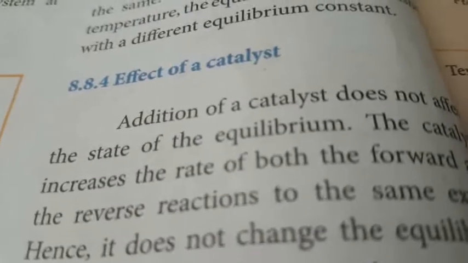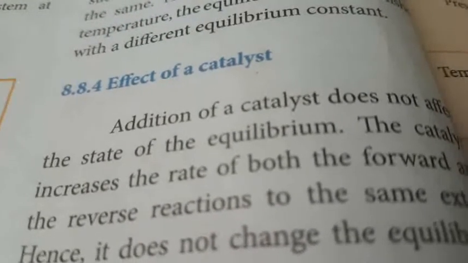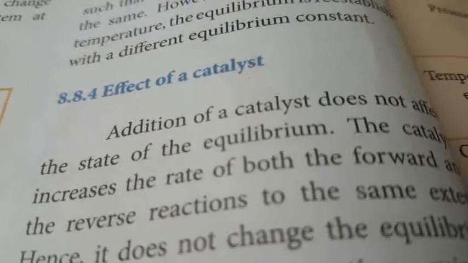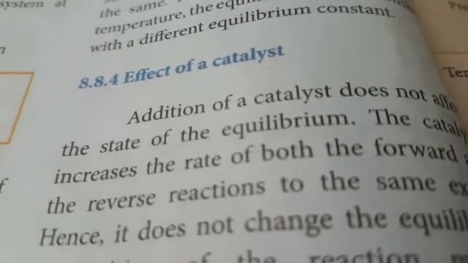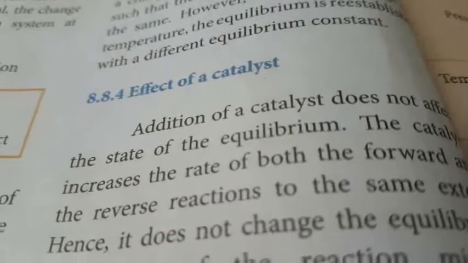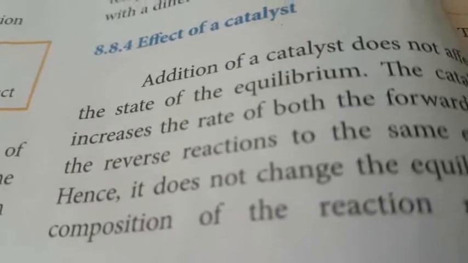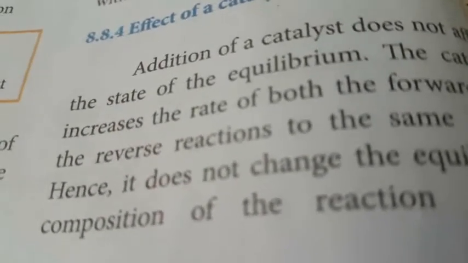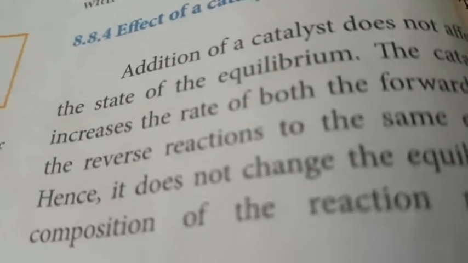So what does a catalyst do? A reaction that takes 10 minutes will take 5 minutes. So that is called a catalyst. A catalyst only changes the speed of the reaction, it does not change the concentration. By adding the catalyst, the reaction concentration does not change at all. Only the speed of the reaction changes.